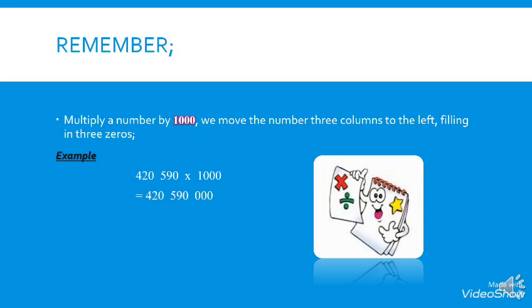In the image you can see we place 2 zeros at the end of the number. Similarly, when we multiply a number by 1000, we move the number 3 columns to the left, filling in 3 zeros. As you can see on the image on your screen, the number 420,590 multiplied by 1000, you got the answer 420,590,000.